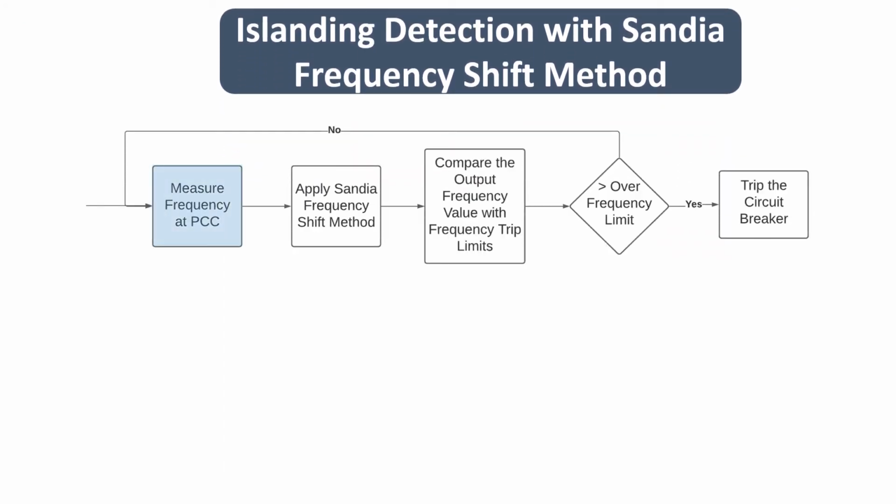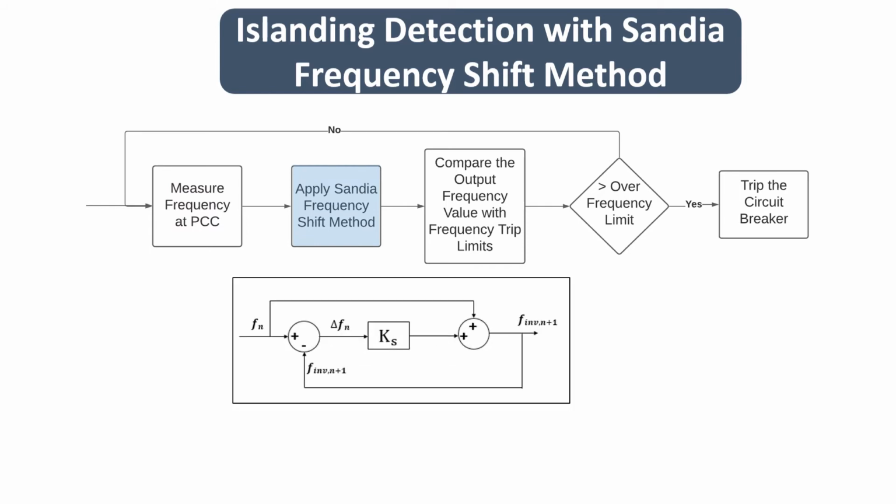First, the grid frequency is measured. Many methods can be used to measure grid frequency. We tried synchronous reference frame phase locked loop and zero crossing detection. Then the Sandia Frequency Shift method is applied. It looks for a frequency shift and applies it to a positive feedback loop.